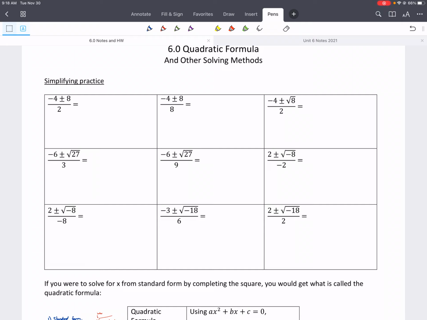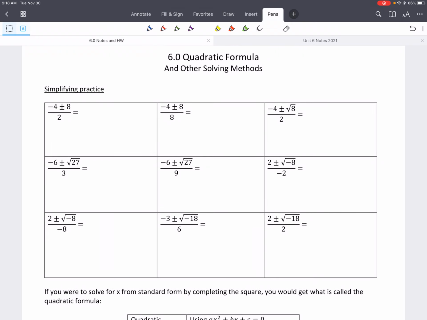So in Unit 5, we talked about two different ways we could solve. We could factor to solve, or we could solve by completing the square. We would switch it into those forms, and then we were able to solve for x. This is the last way that we can solve, or at least that we're covering, the quadratic formula.